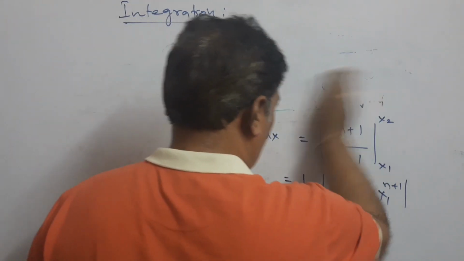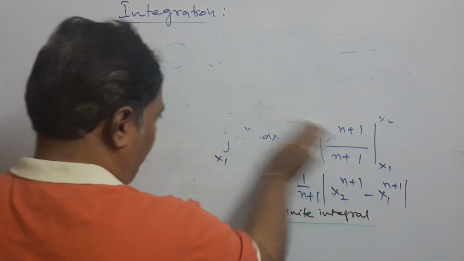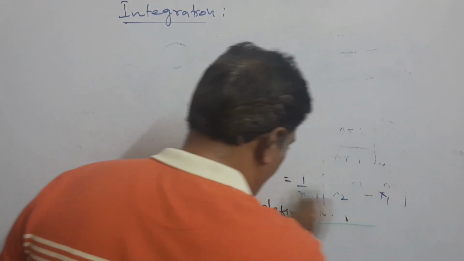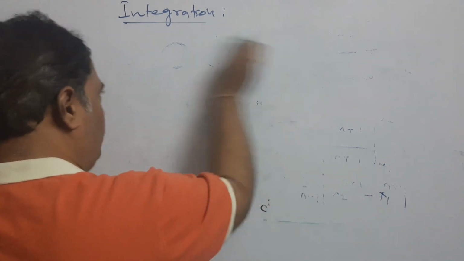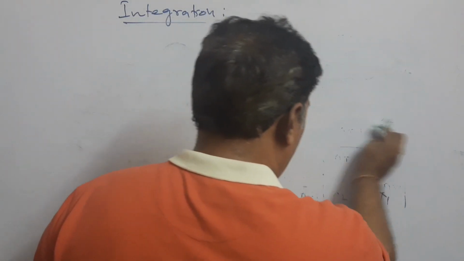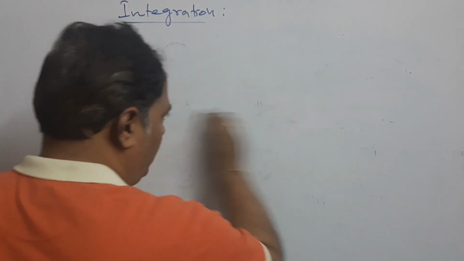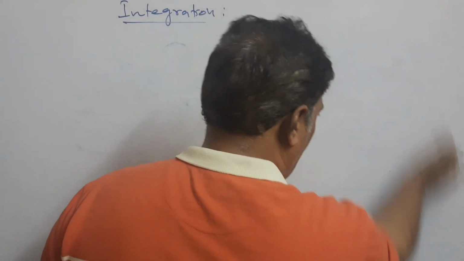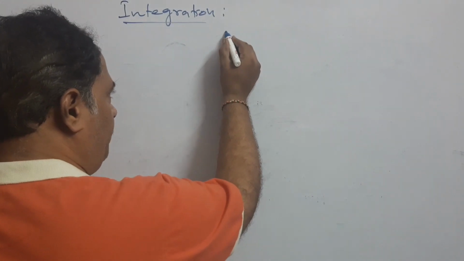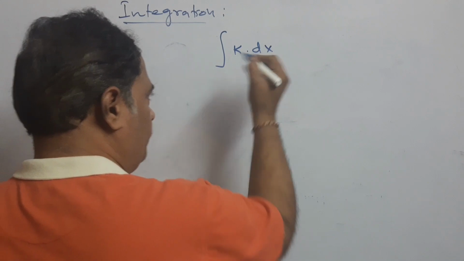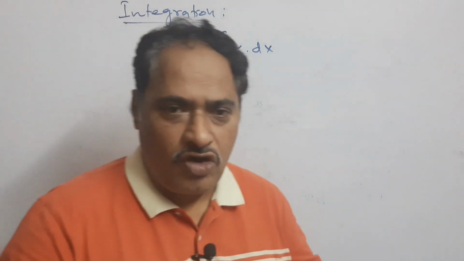Now if I want to go for the next part, that is the integral of some constant. You can write that it is non-zero. In the case of differentiation, we consider the differentiation of an isolated constant, that is equal to 0. Here it is not equal to 0. For example, if I want to take the integral of some constant, k into dx.